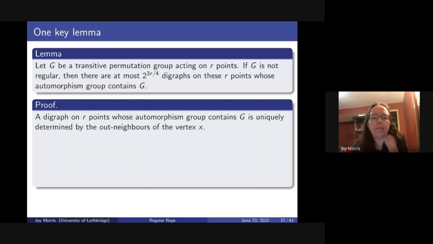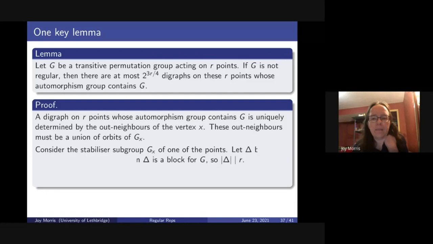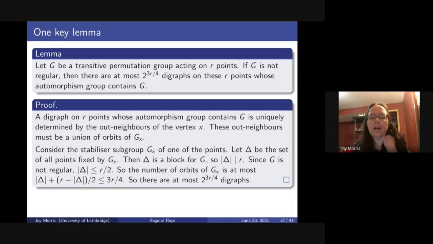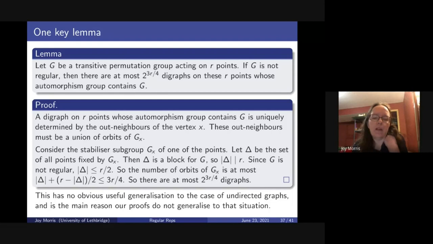but I don't want to go through the proof of this just now because I realize that I've taken a lot of my time and I have a few other things I want to still say. So the proof, though, you can see is short and easy, but it does heavily rely on the fact that we have a digraph rather than a graph. So this particular lemma has no obvious useful generalization when we're dealing with graphs, and it's the main reason that our proofs don't give us the result for graphs rather than just digraphs.